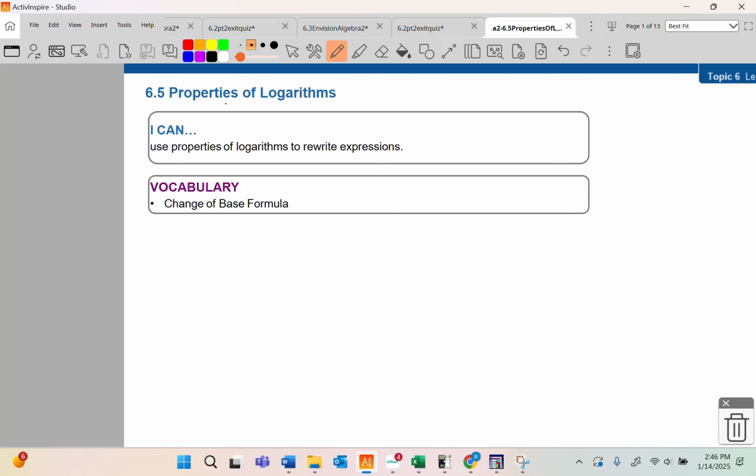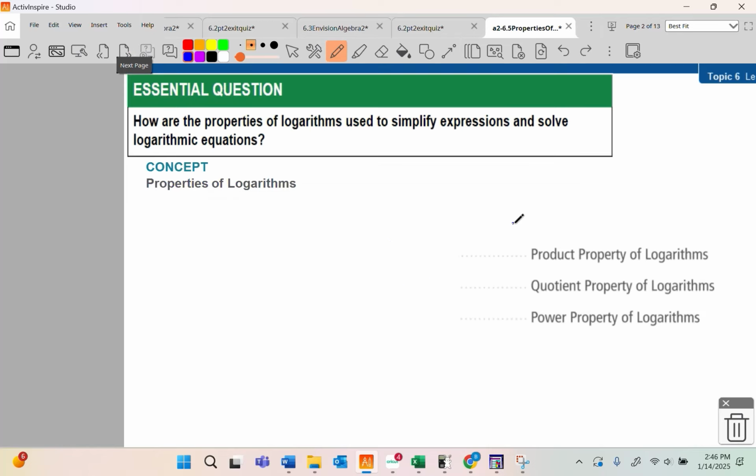All right, so this is a big lesson. It's important. This stuff has to be memorized. Go over it.